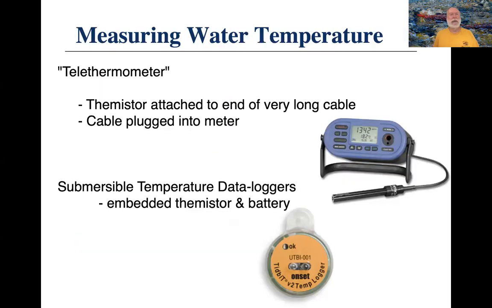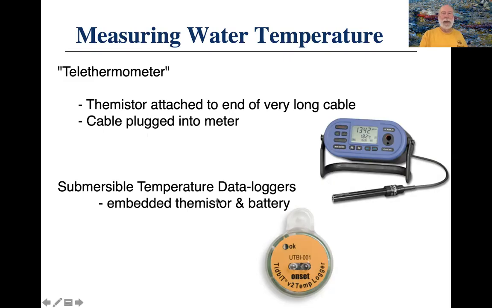So one of the more important things that we do when we first go to a lake is we like to get temperature profiles to assess the degree of thermal stratification that exists. And temperature is one of those things that's really, really easily measured. So basically, you just need some simple little instrument, a thermistor attached to the end of a long cable, plug it into a meter, and away you go. They tend to be pretty reliable.